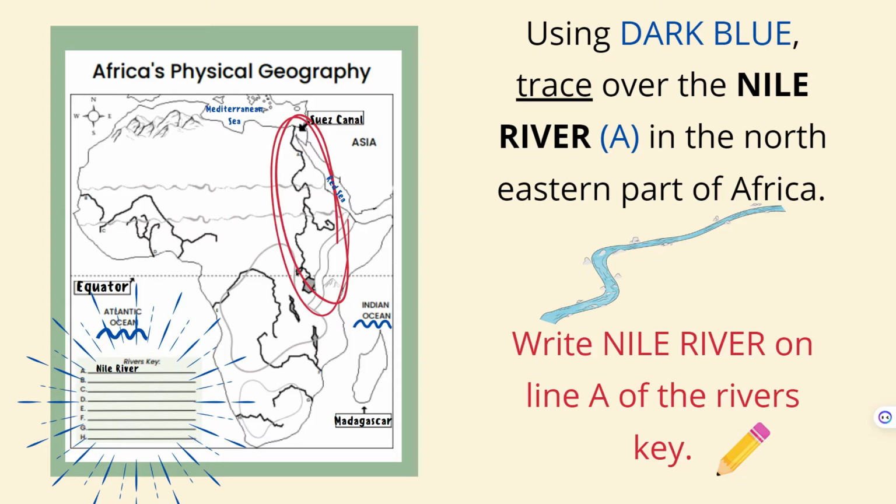Please make sure you have a dark blue colored pencil. We're going to shade or trace over the Nile River as shown by the red circle on my map. This is also labeled A to help you. Please again use your dark blue to trace over the Nile River. Once you're done, go to the bottom left-hand corner to the Rivers key, and next to the letter A, write Nile River. We'll label all of our rivers on this key.